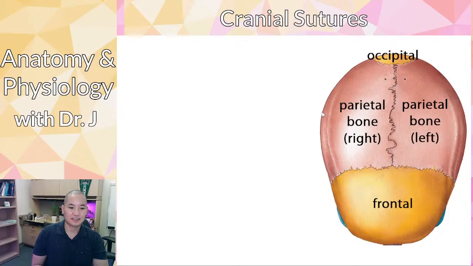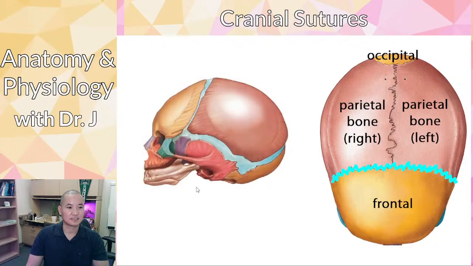So notice that these all are kind of sewn together with these little lines right here. Just like sutures stitch up a wound, cranial sutures stitch up these bones of your cranium together. So what we have here between the frontal bones and your parietal bones is your cranial sutures.